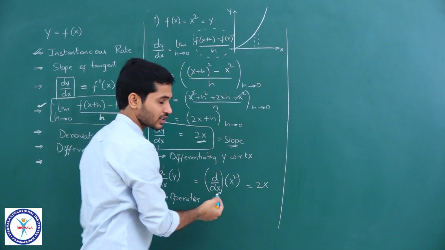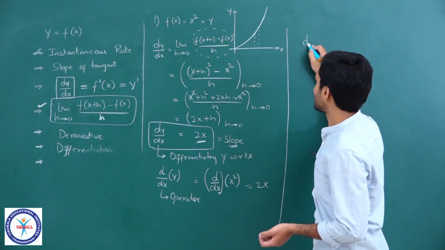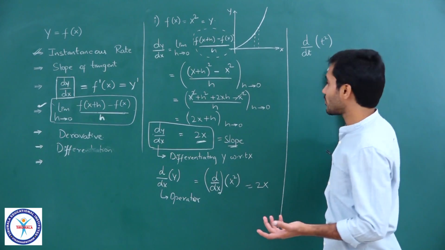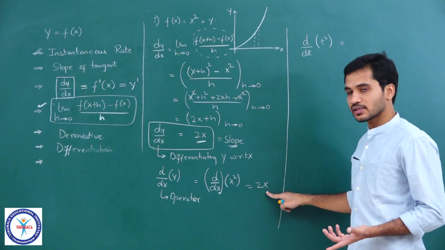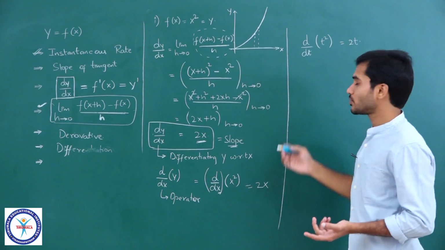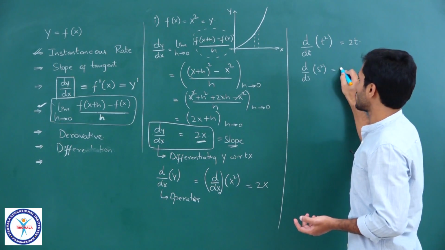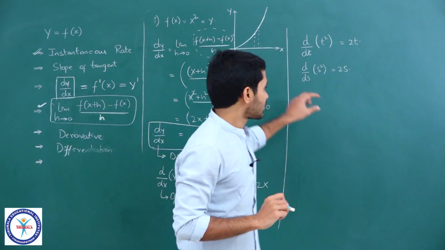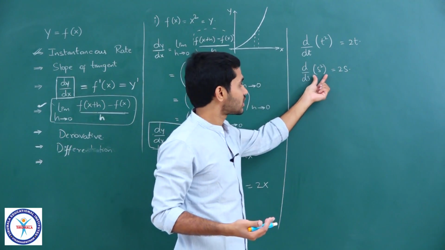Now that we know that this is just an operator, you can use it for any type of variable. For example, if I write d by dt of t square, it will be once again a similar method, right. When I got d by dx of x square as 2x, I can write d by dt of t square as 2t. Clear? So, that is the idea. You can use any variable. So, d by ds of s square is 2s. Clear, students? So, this is basically an operator which calculates the rate at which this changes.